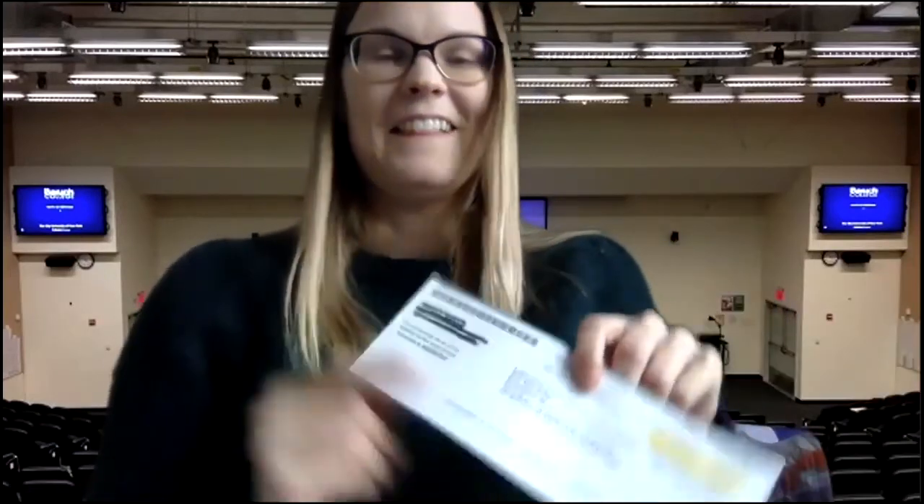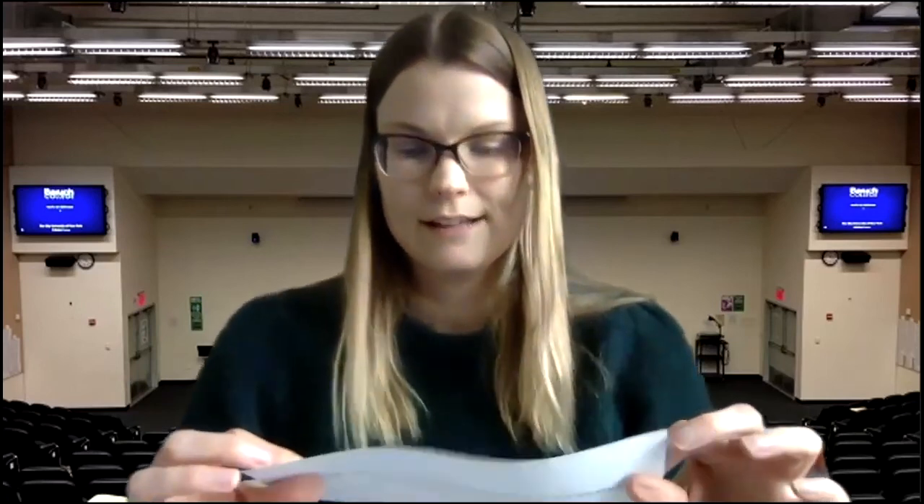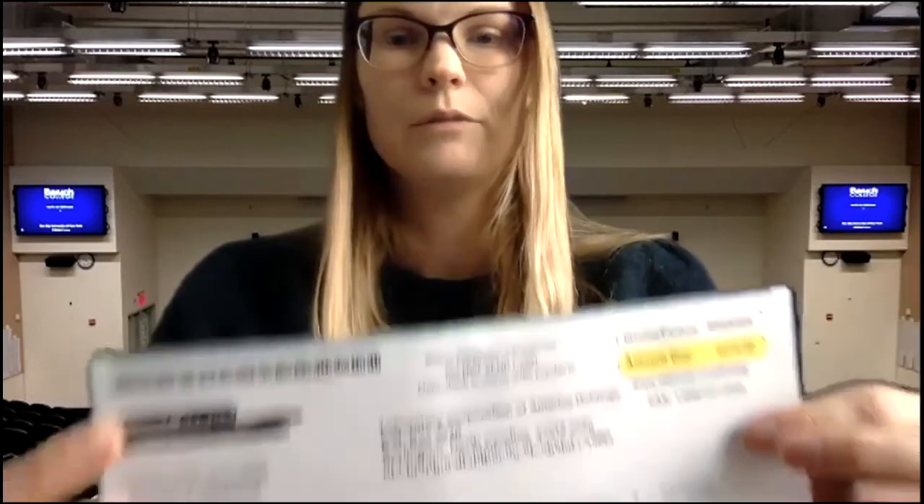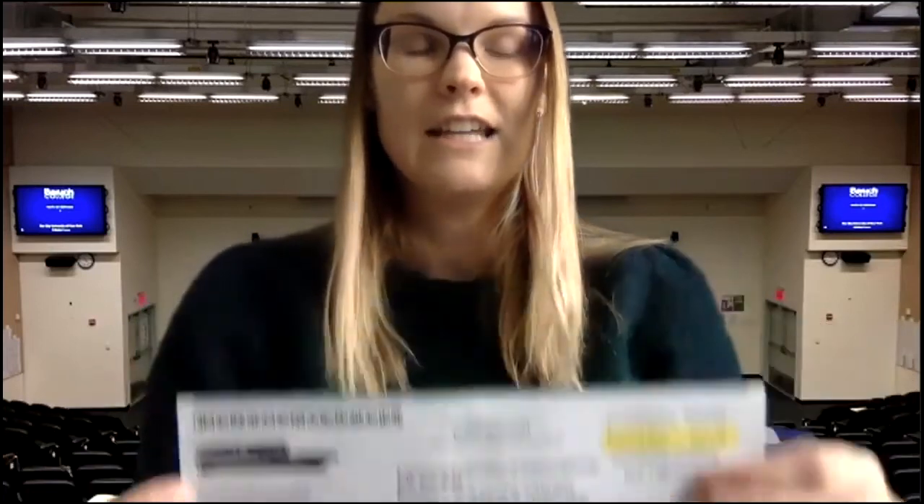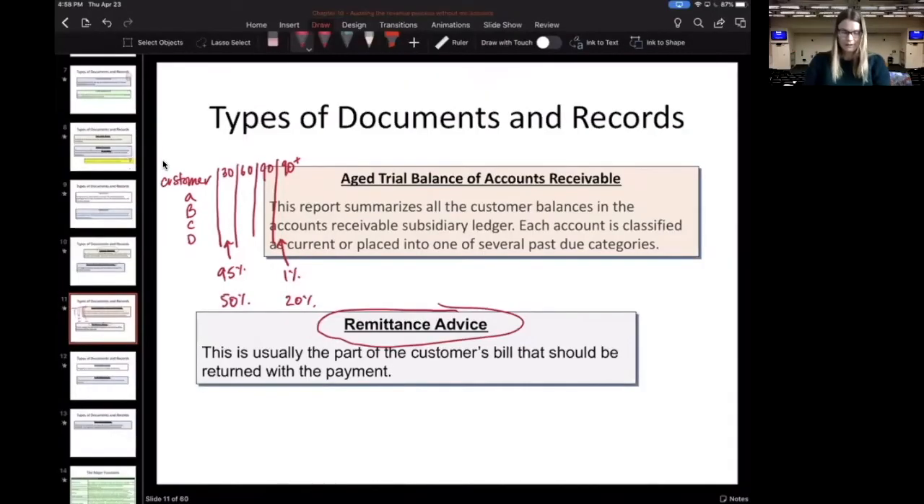Okay. And then along with your check, you are supposed to stick this in the envelope back to them. When they get it back, it helps them match up your actual payment, cash money, with your identity, because it has information on here like invoice number, right? And the date and your name. Okay, you guys get the idea. So that was our remittance advice right here.